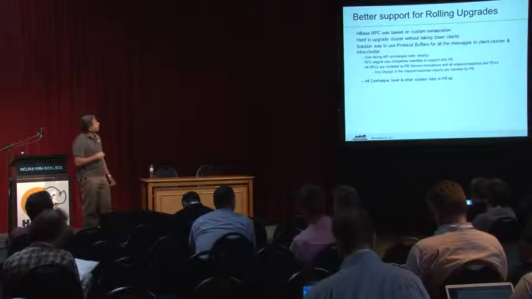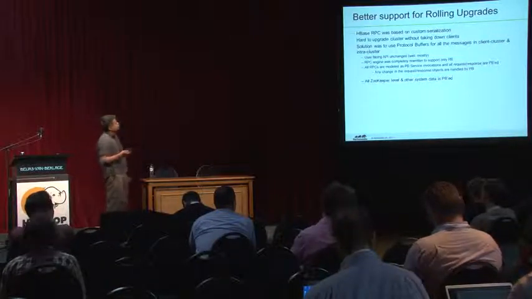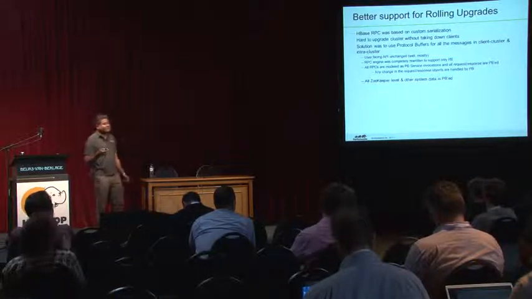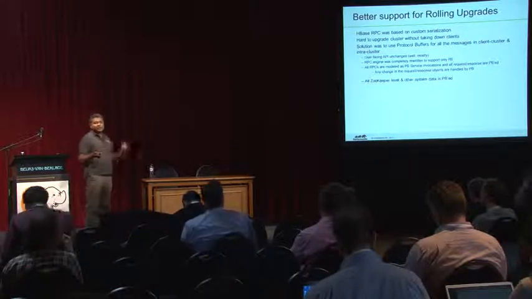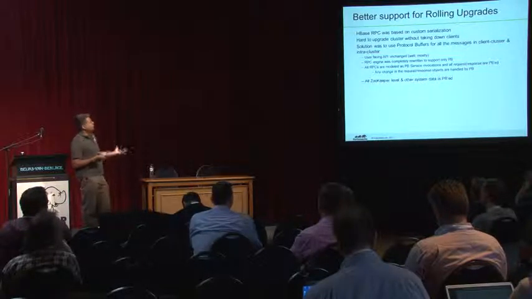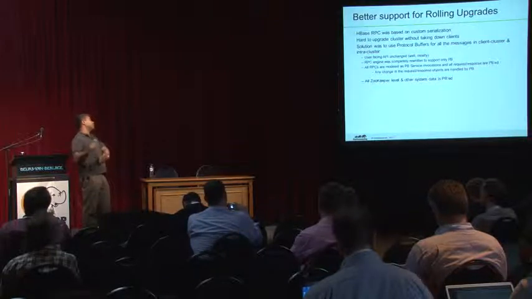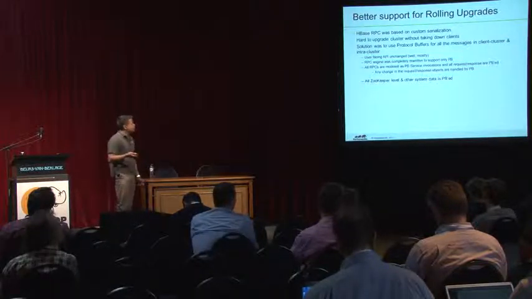Okay, and so a quick overview of the rolling upgrades. HBase RPC was based on custom serialization, and it was hard to upgrade a cluster without taking down clients. If you wanted to migrate from, let's say, HBase 90 to 92, the clients would have to be brought down and then restarted. So that was something that we wanted to address in the newer versions.